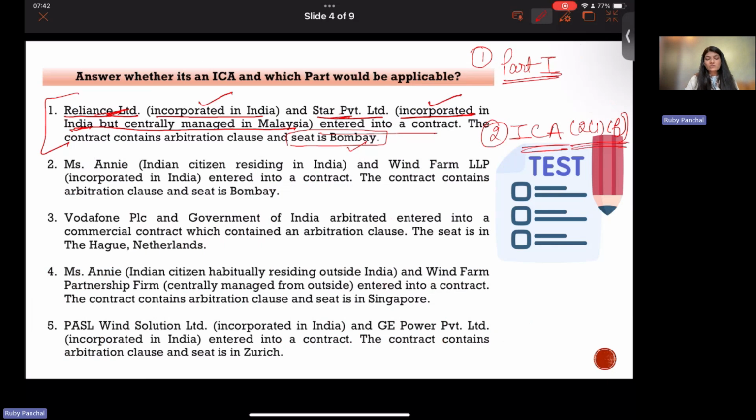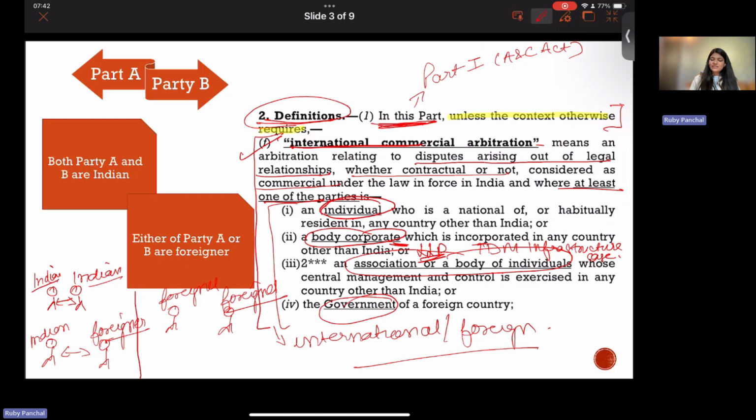The facts of the case were similar to the first point here, wherein the company TDM Infrastructure was incorporated in India but centrally managed from Malaysia. And at that point, this definition looked a bit different. So the three stars that you see after point number three actually included the phrase "company, and", which has now been removed after the amendment.